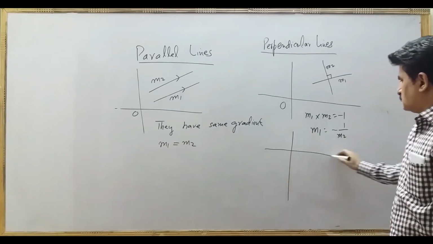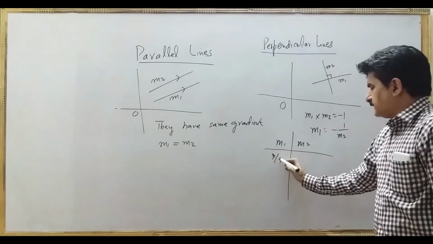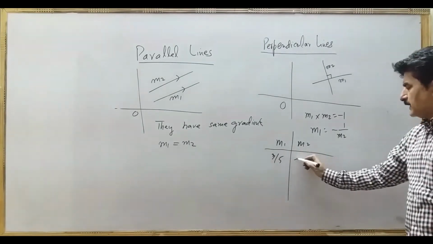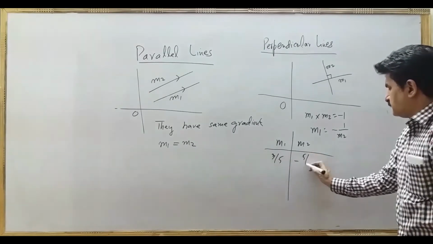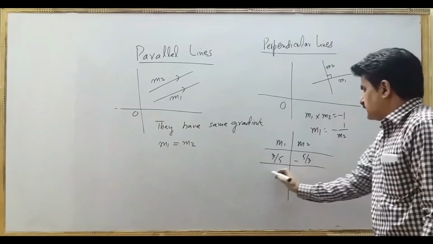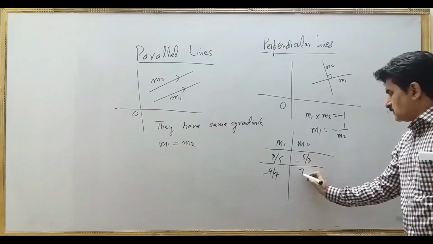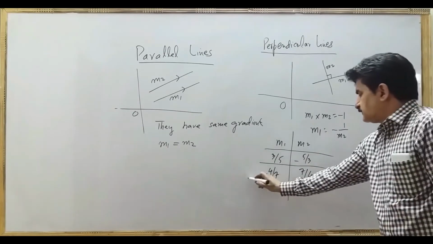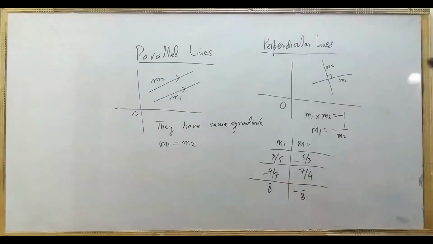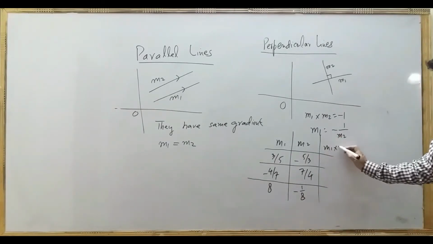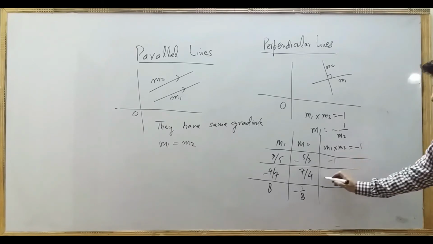So understand it. If you have this value 3 by 5, then the gradient of the perpendicular line will be the reciprocal of this, -5 over 3. If its gradient is -4 over 7, the gradient of the perpendicular line will be 7 over 4. If the gradient of this line is 8, the gradient of this line will be -1 over 8. If you multiply these two gradients, you will always get -1.